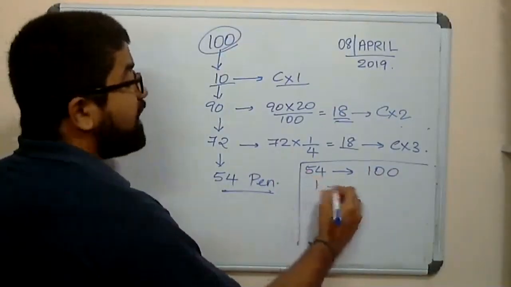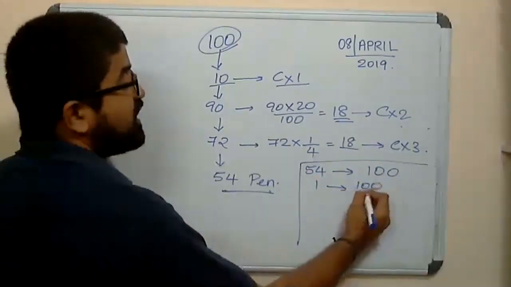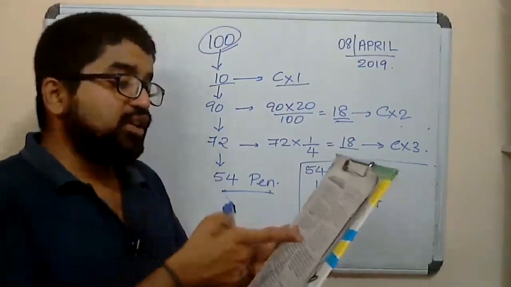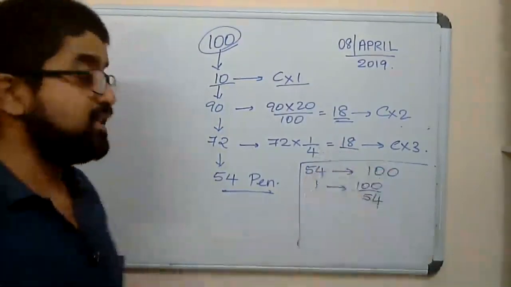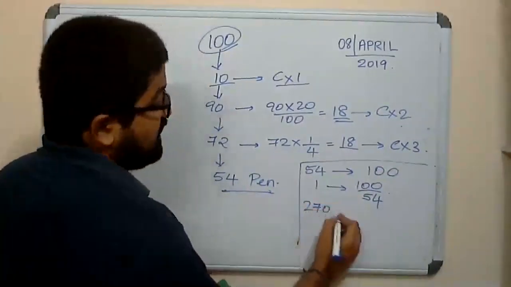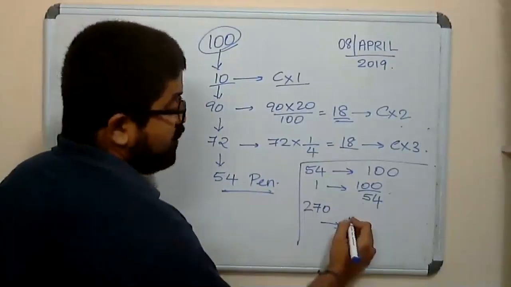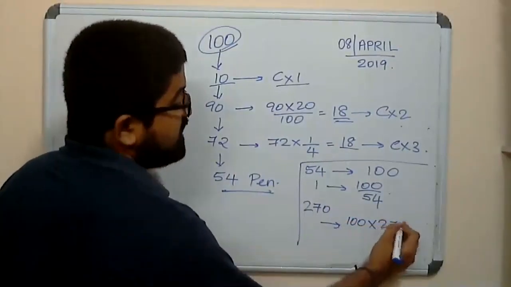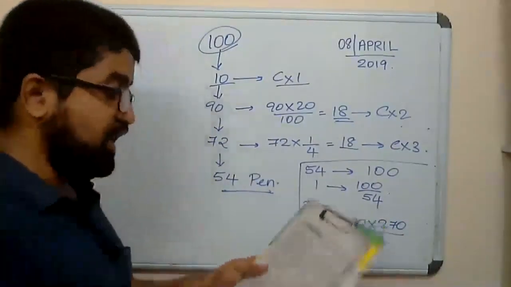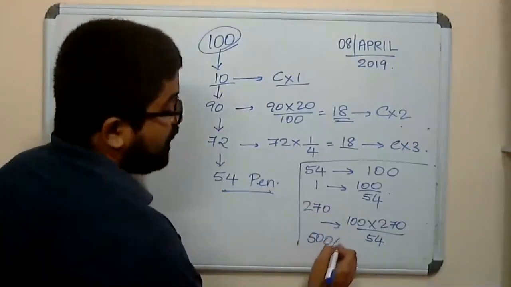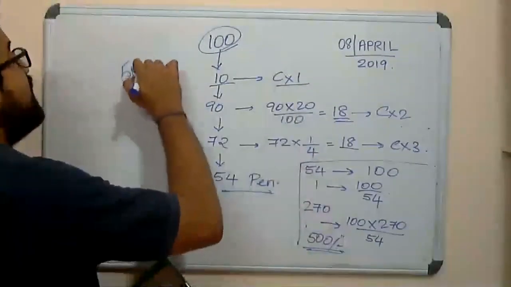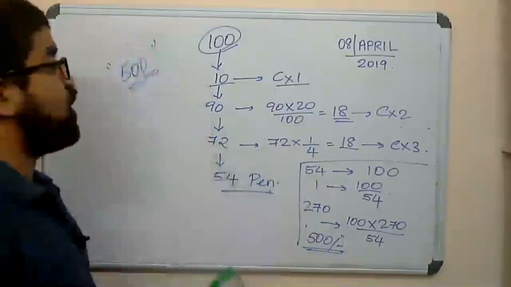If 1 pence remains in the shop, then 100 by 54 would have been the initial number of pence. But in the question, it is given that 270 pence is what remains in the shop. So it's not 1, it is 270 as indicated in the question. Then the number of pence comes to 100 into 270 divided by 54. And that value upon calculation comes to 500. So from this, I can conclude that initially the shopkeeper had 500 pence with him in the shop.